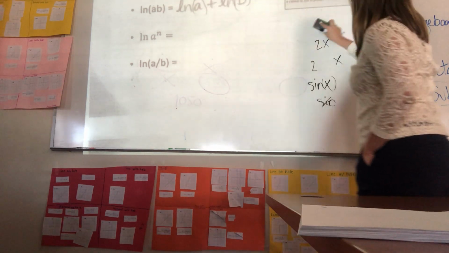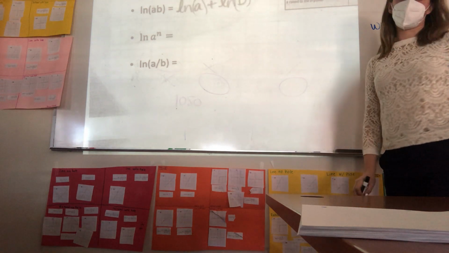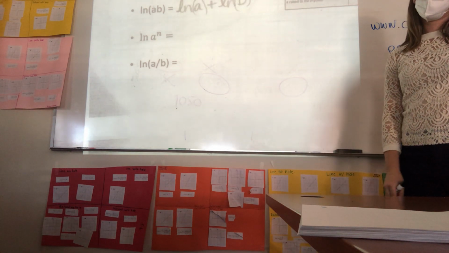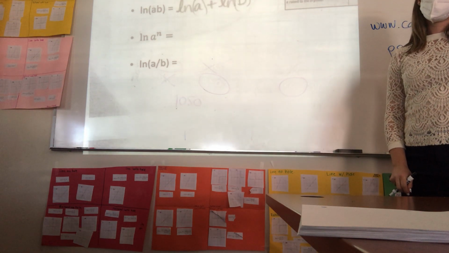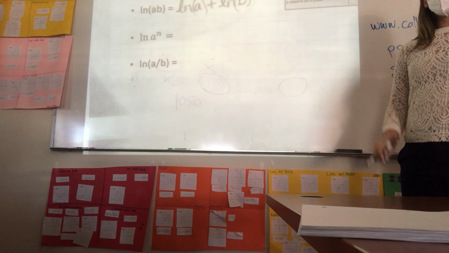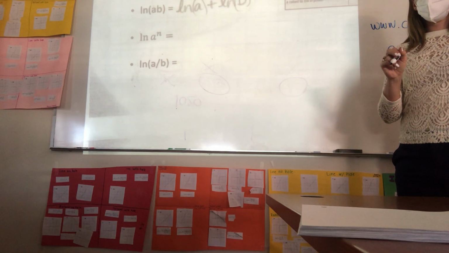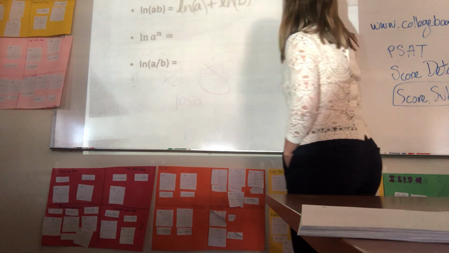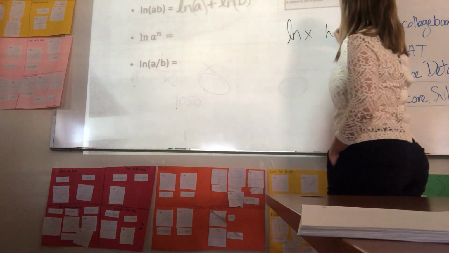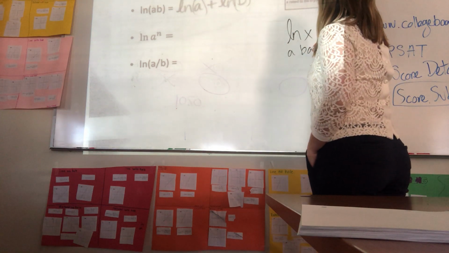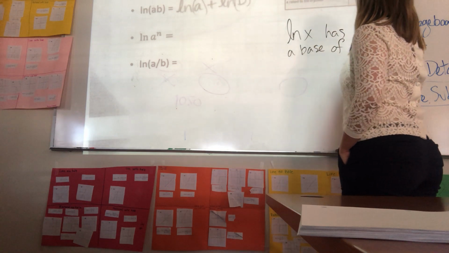So you said we did log base 3 on the do now, and that one's not natural log because the base isn't e. So, okay, let's do this. ln of x has a secret little base. It's a log with base e.